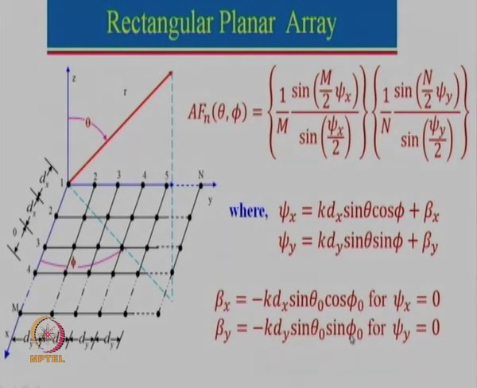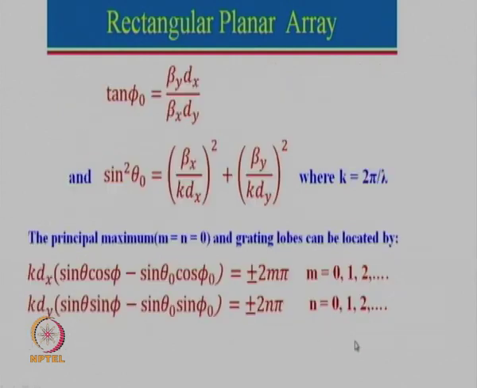So we know that sine square phi 0 plus cos square phi 0 is equal to 1. So we square both the sides and then add the terms, that gives rise to the term sine square theta 0, which is given in the form of beta x, beta y, and other terms are k, which is 2 pi by lambda, dx is distance along x direction, dy is distance along y direction.